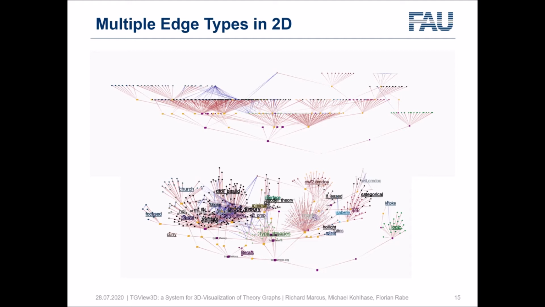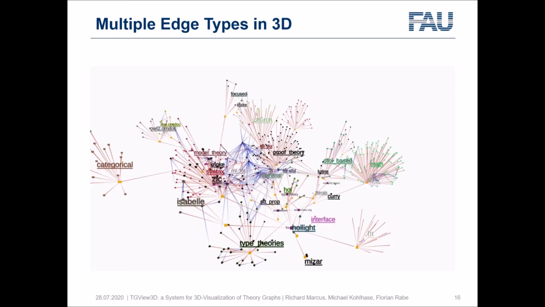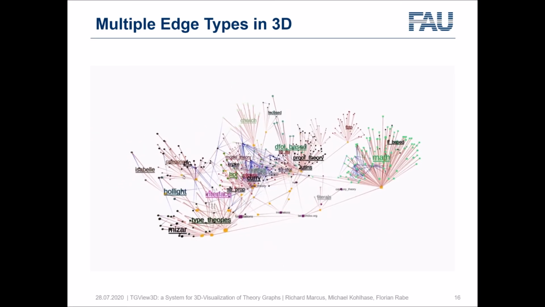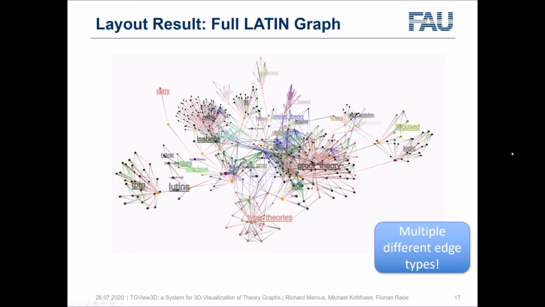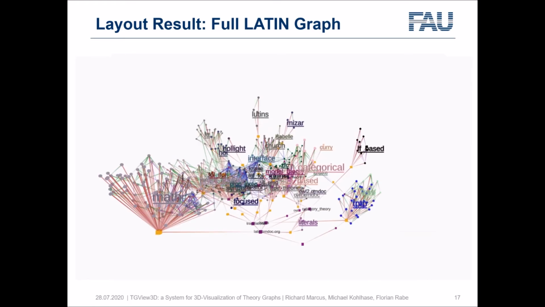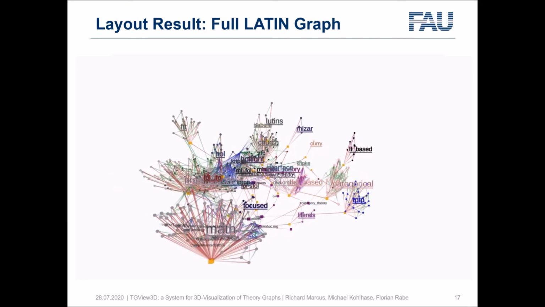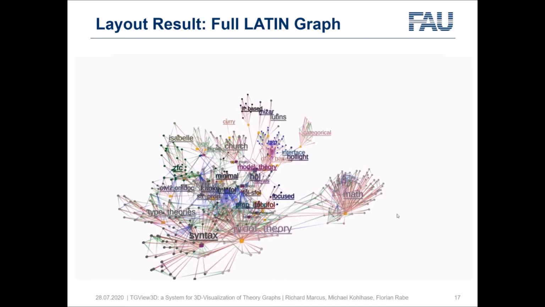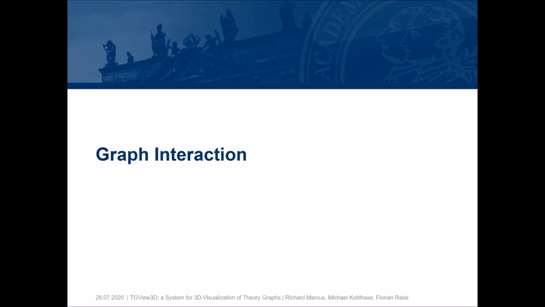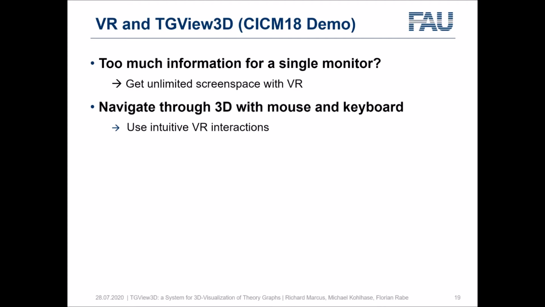Taking our hierarchical forces already makes this better. And in 3D, we can really see them well if we look at the top of the graph. Looking at the full graph with all edge types activated, you can see that while we can integrate them all into a layout, even in 3D, it is still a bit cluttered. So we need better graph interactions.